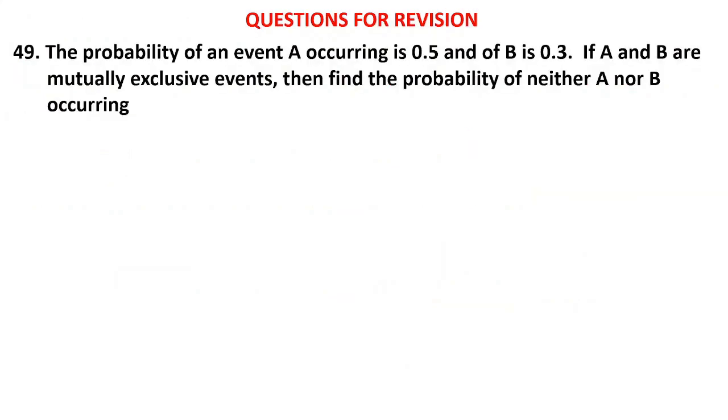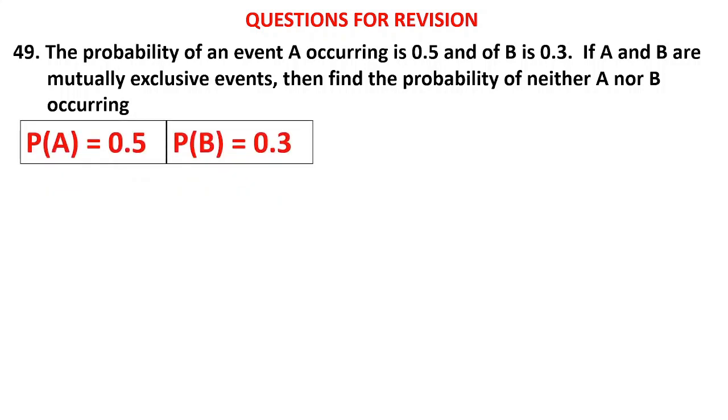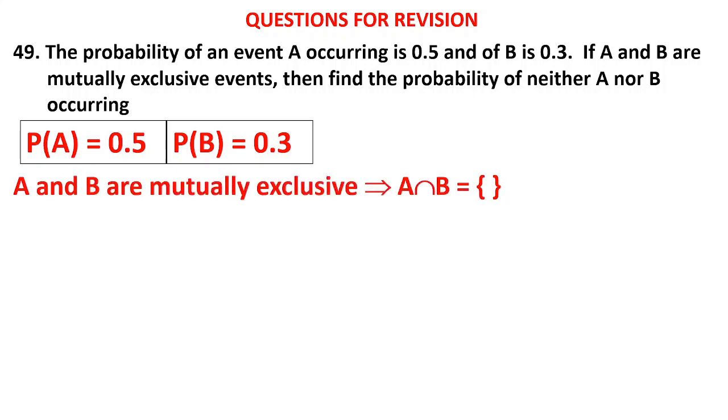We'll move on to question number 49. The probability of event A occurring is given, and P of B is given. A and B are mutually exclusive. Find the probability of neither A nor B. P of A is given, P of B is given. Now let us check what we mean by mutually exclusive. A intersection B is empty. Therefore the probability of A intersection B is 0.